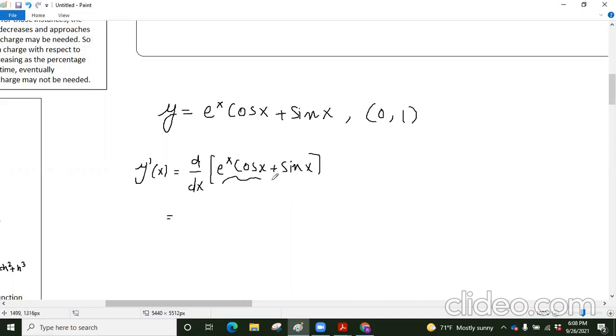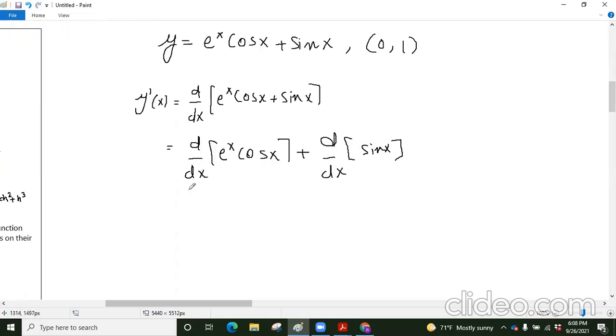which is a product rule. These are two different functions, right? So we can separate this: d over dx of e to the x cosine x plus the derivative of sine of x. And when you do this, this is an application of the product rule. So the product rule states that the derivative d over dx of f of x multiplied by g of x.